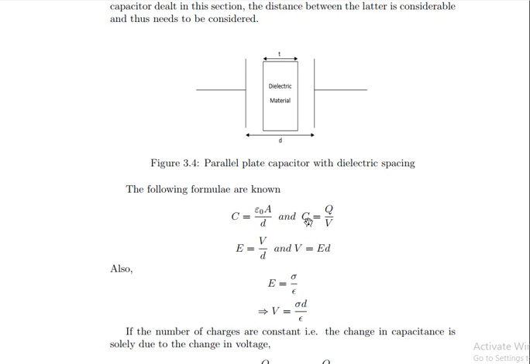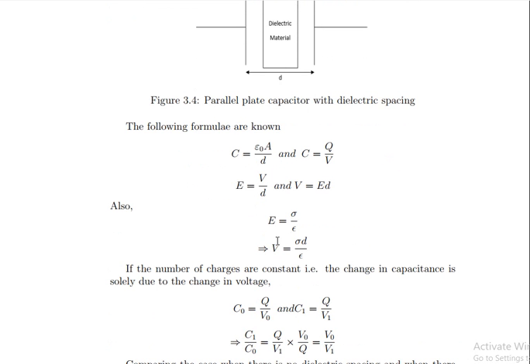And we also know that C is equal to Q all over V. Electric field strength is equal to V all over D. We know that from electric field, and V is equal to E times D. We also know that electric field strength is equal to the charge density divided by the permittivity of the material. So V is going to be equal to charge density times D divided by the permittivity of the material.